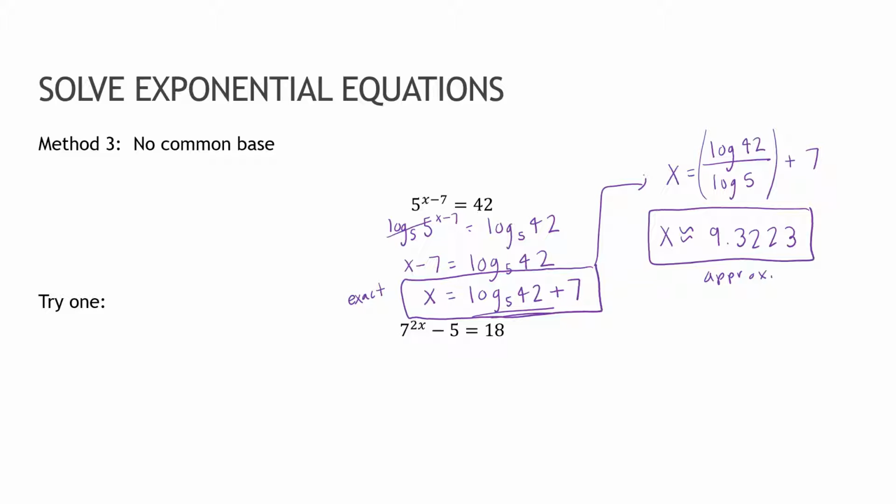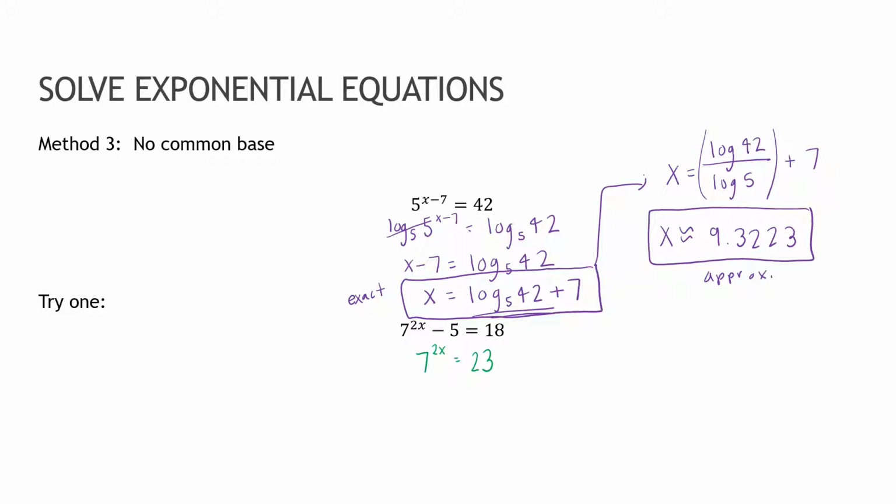So I would like for you to try that on the second question, keeping in mind that before I do any of the steps that I did on my question, I would add 5 to each side because I need 7 to the 2x to be by itself. So now I had 7 to the 2x equals 23, and from here is where I would start the process that I did above. So press pause, finish this question, then press play to see how you did.